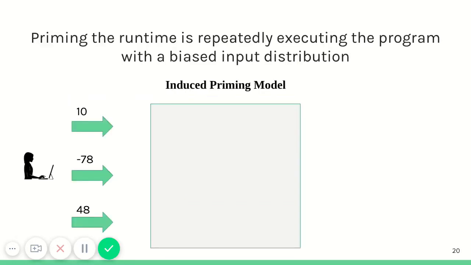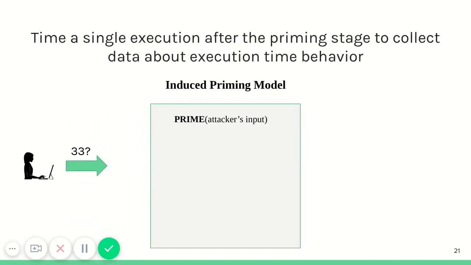The structure of the profiling stage depends on the attack model in question, and we show here the profiling stage for the induced priming attack model. First, the attacker primes the runtime to favor a particular program behavior. For example, to favor input that is less than or equal to 50. Then, the attacker generates some input that agrees with their priming of the runtime. The attacker will then time the execution of the program on that input.